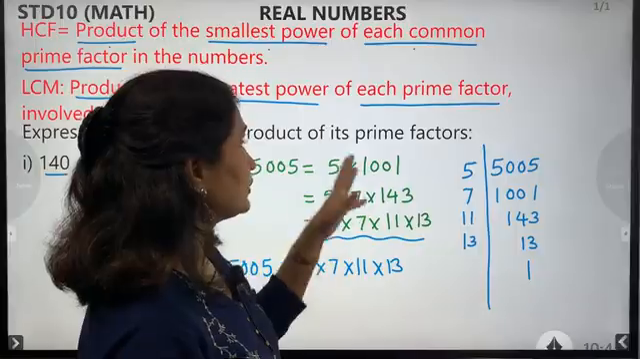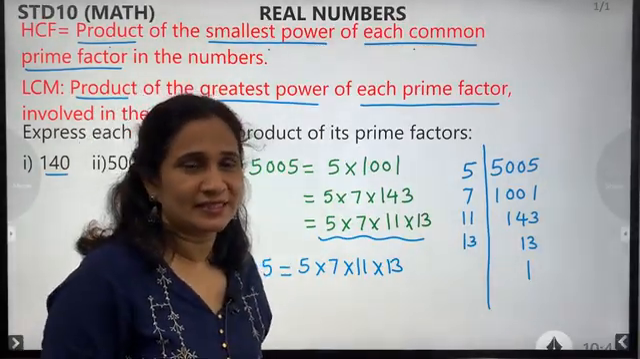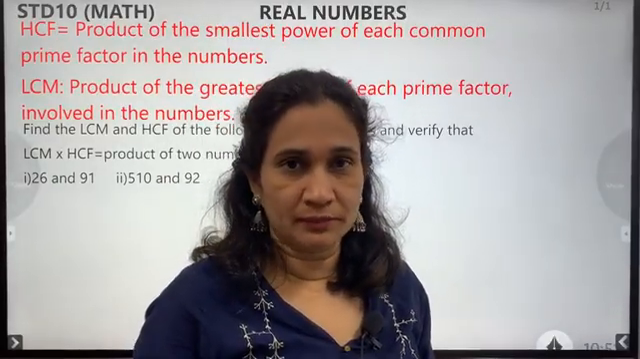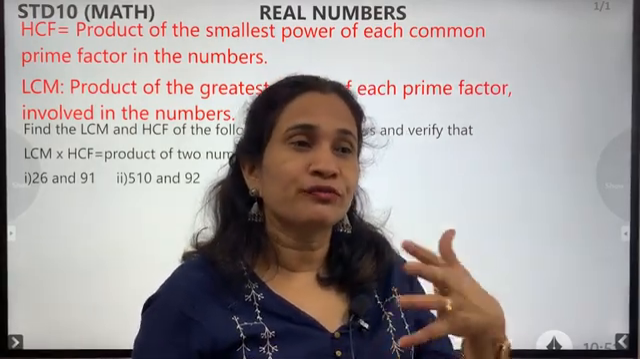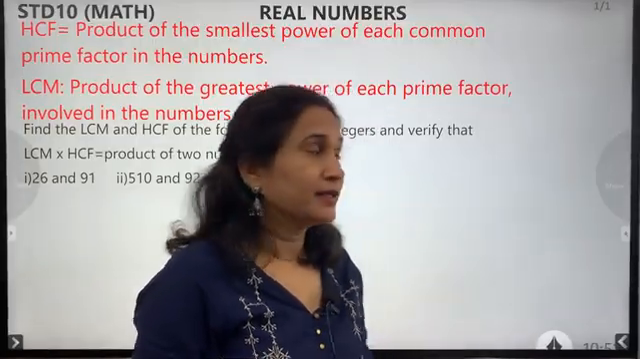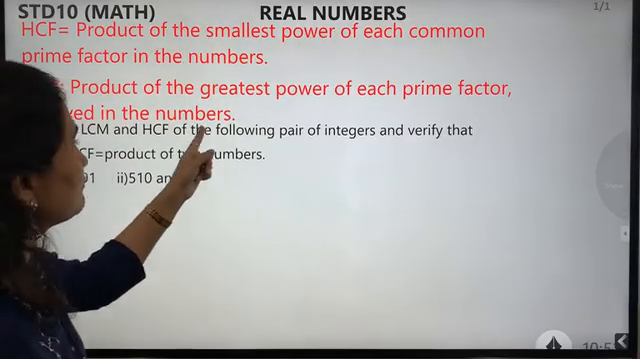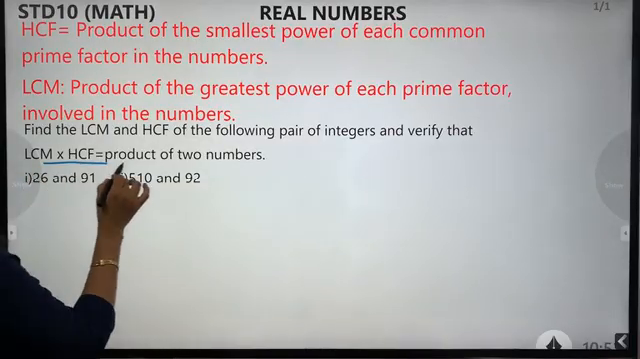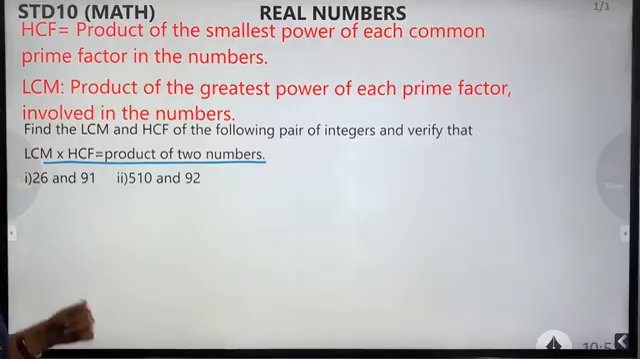Now let us see, once you know the prime factorization, how do we find the HCF and LCM. So children, once you know how to prime factorize the given 2 numbers or given 3 numbers, let us now see how you find the HCF and LCM with the help of prime factorization, right? So the question here says, find the LCM and HCF of the following pair of integers and verify that LCM into HCF is equal to product of the 2 numbers. This is a very important result.